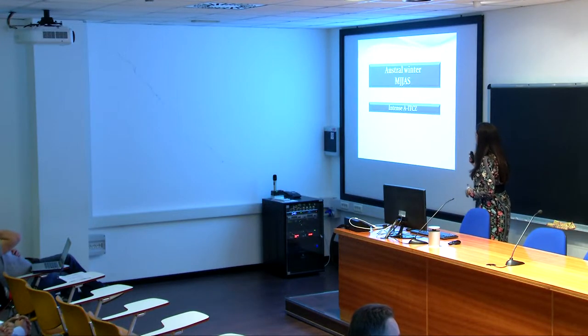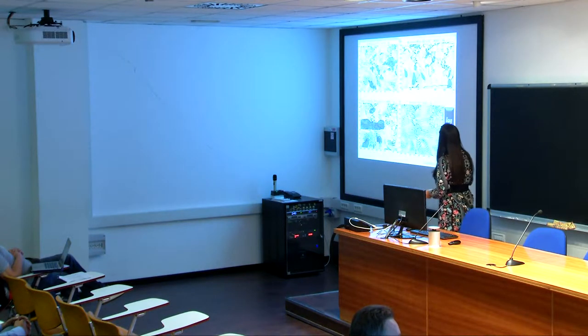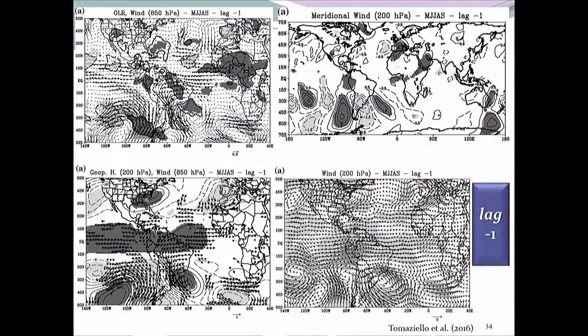Then for the austral winter, from May to September. This is the composite, again for intense events, but for lag minus one. And you have, again, almost the same mechanism, intensification of the trade winds in the Africa area. But now we can see some action centers in the southern hemisphere that resemble a wave train, a Rossby wave train. We can also see this characteristic in the OLR composite here, positive, negative. Then, if you look at the meridional wind, this is a structure that's very similar to the Pacific South American first mode in the positive phase.